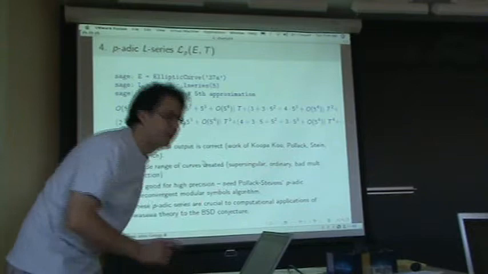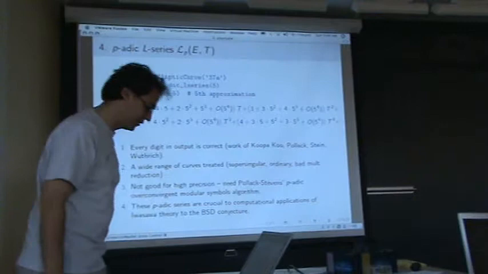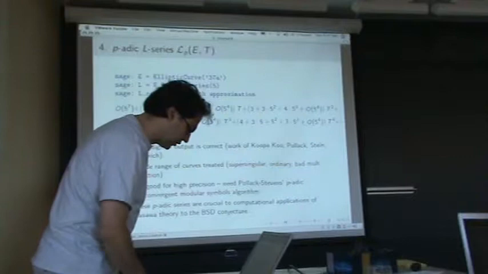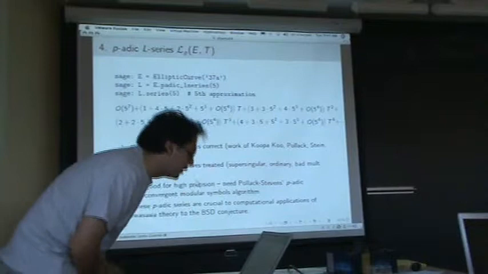It would be nice to have extensions of p-adics so that I could represent the elements not using just a quotient polynomial ring, which is what we currently do. So that's the bad reduction. There's no bad additive reduction yet because I don't know how to define the L series there. This is not great if you need very high precision.